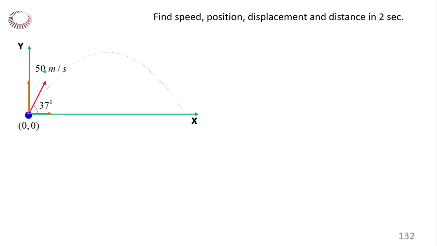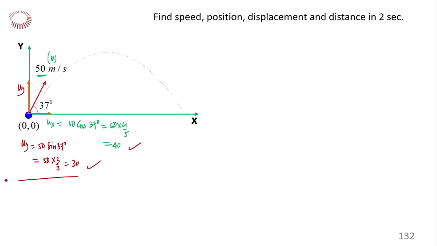So 50 is the number which is U. This component is Ux, that is 50 cos 37, that means 50 into 4 by 5, that is 40. So 40 is the component of velocity along the x direction. Similarly, if I calculate Uy, it should be 50 sin 37, that means 50 into 3 by 5, that is 30. So first calculate the x component and y component of the velocity once the particle is projected at point P.